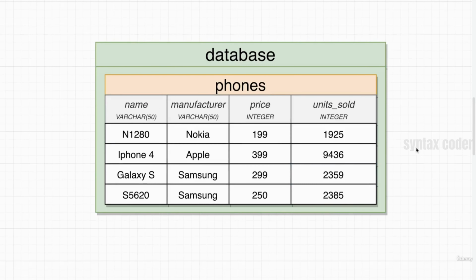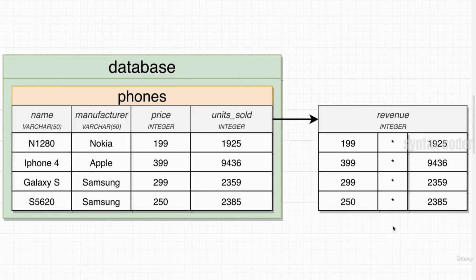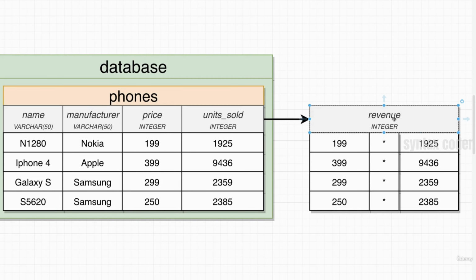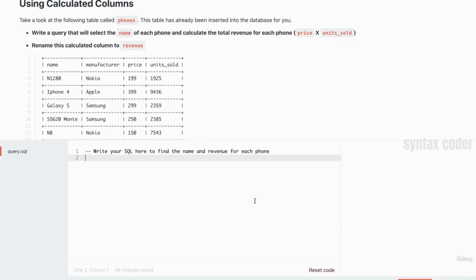Okay, so if we look at this in diagram format, this is the data that we are working with. We've got name, manufacturer, price, and units sold. And what we really want to do here is generate a new column called revenue, and that's going to be the price of every row times the units sold of every row. So go ahead and give this query a shot. As usual, if you get stuck at any point, don't sweat it. We'll go over a quick solution in just a moment.